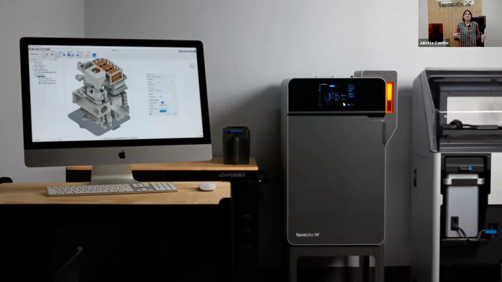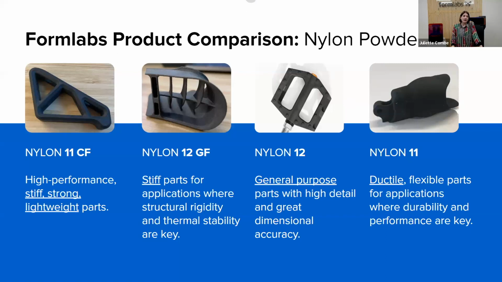But the main advantage of SLS is really the materials. SLS powders are really popular, industry standard materials. They are strong and they are suitable for end-use parts. We have at Formlabs a portfolio of different nylon powders. Those are true nylon that have been fused with the laser, and we have a range of different nylons. Those are your common nylons that you will be using with injection molding.